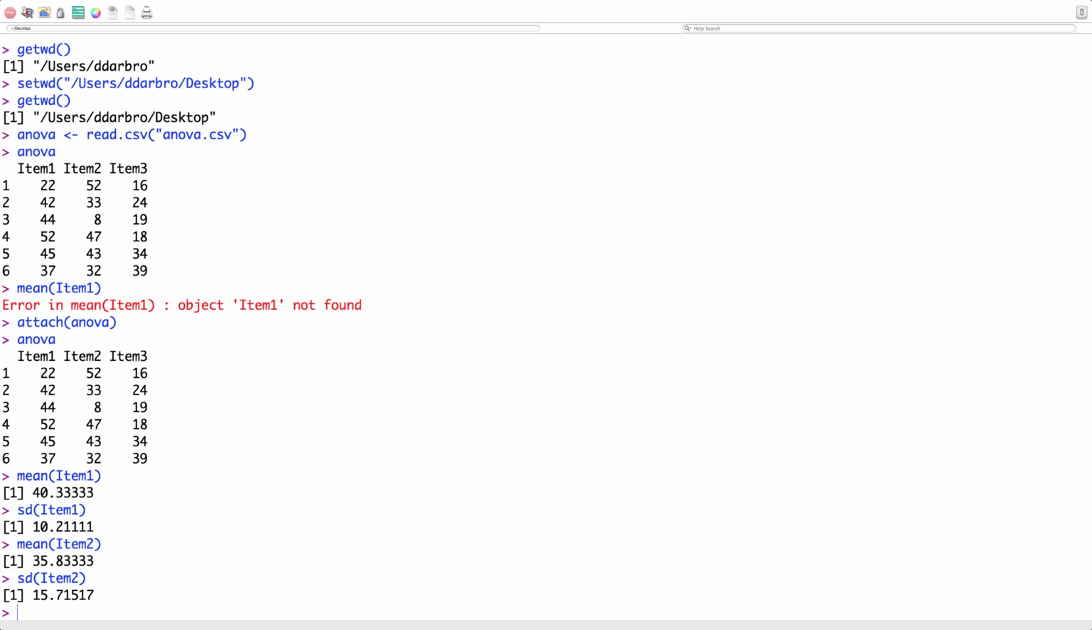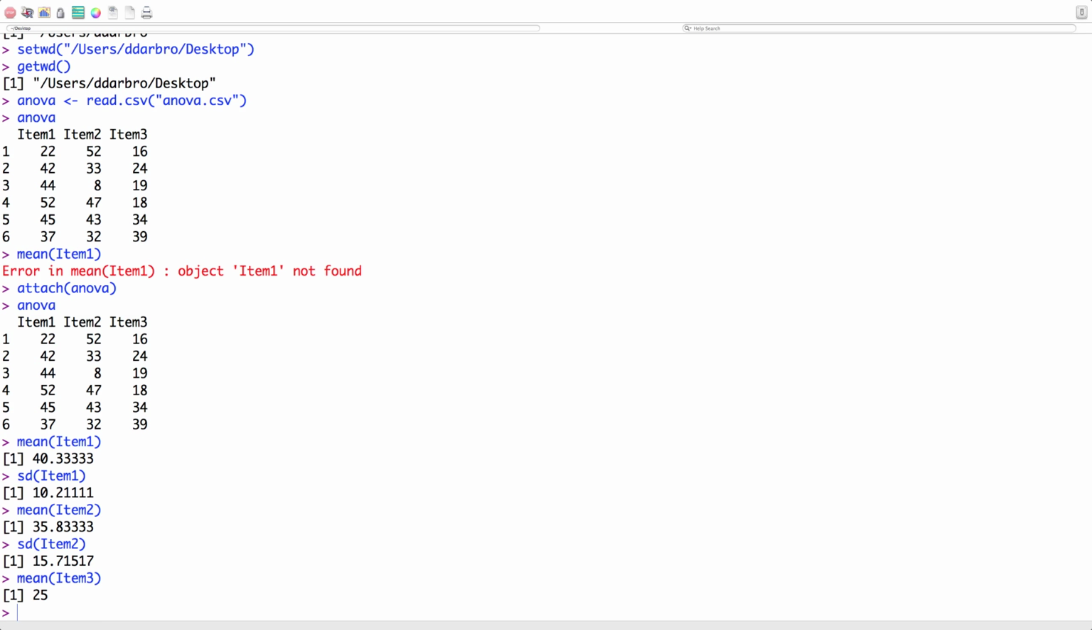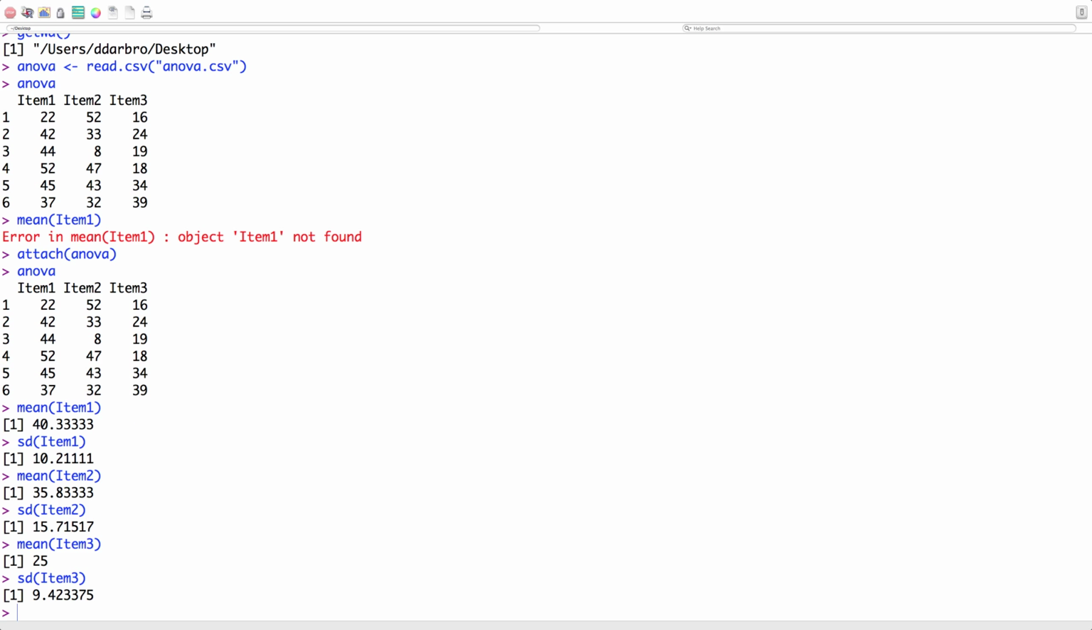$15.72. And for item 3, 25. And standard deviation 9.42. Now, what do you think? We're clearly going to let the procedure run its course, but I got a mean of 25, mean of 35, mean of 40. I don't know, considering that we've got a standard deviation of 10, 15.